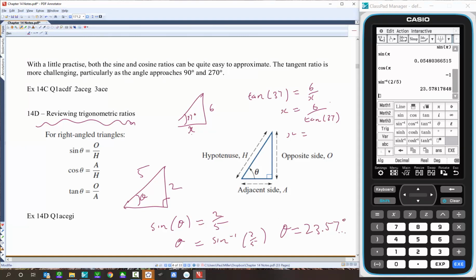Now, don't forget, girls, every time you're doing circular functions, you want to make sure you check your calcs are in the right mode. So your work will now be also to complete 14D.